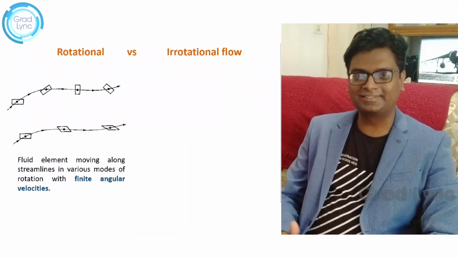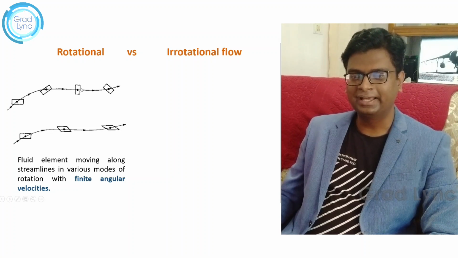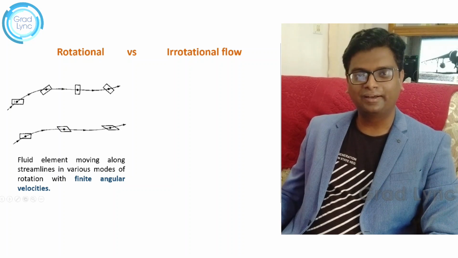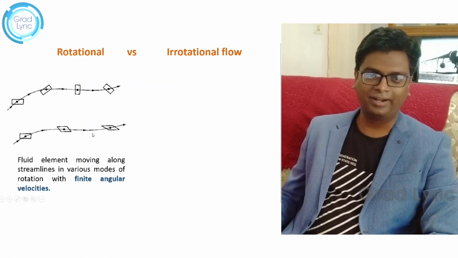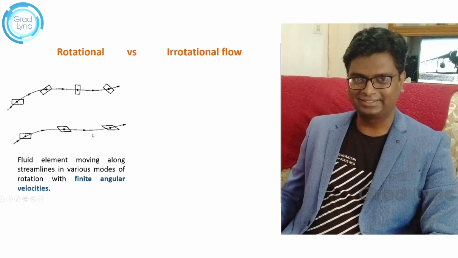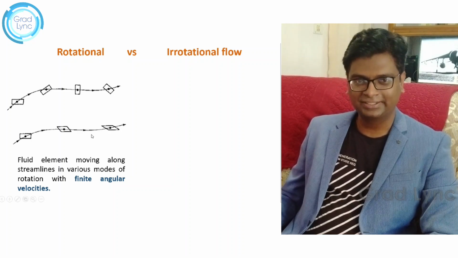Let's try to understand the difference between rotational and irrotational flow. As you can see in this diagram, there are two streamlines. In the top streamline, the fluid element is rotating at each and every point. Same in the lower streamline, but here the fluid element is rotating about the y-axis. In the second streamline, the fluid element is revolving about the x-axis. But in both cases, the fluid element is rotational.